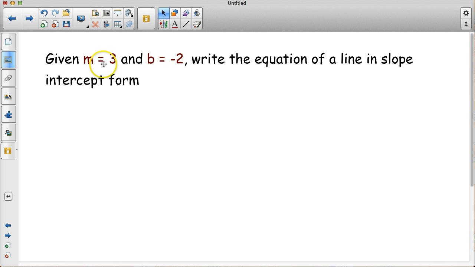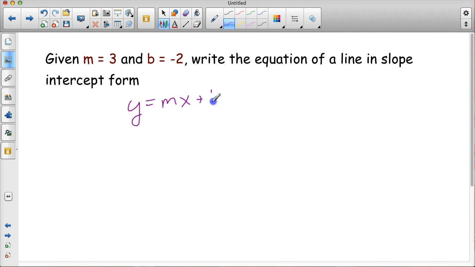If I am given m equals 3 and b equals -2, I want to write the equation of the line in slope-intercept form. What I need to remember is that m is my slope and b is my y-intercept. My formula, y equals m times x plus b, is what I'm going to substitute in. So m equals 3, I replace the m with a 3. And b equals -2, so I replace b with -2. X and y stay the same.